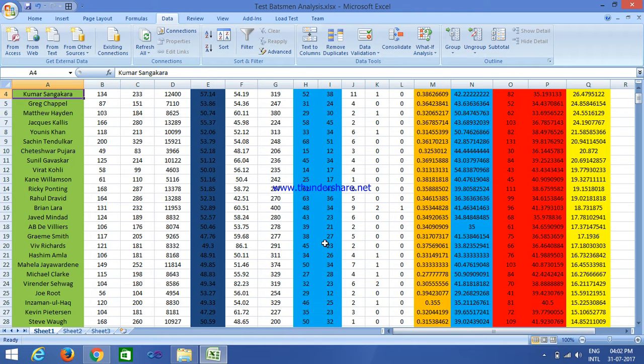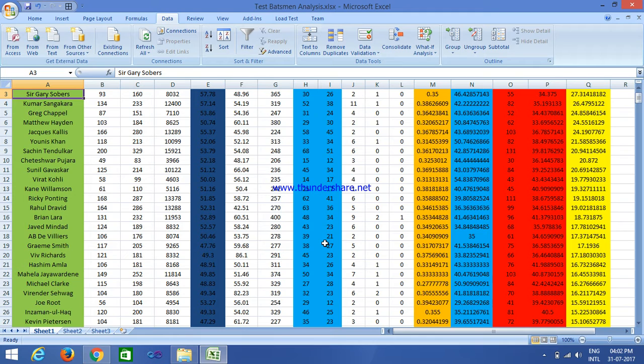57.14. That is excellent for somebody like Kumar Sangakkara, a keeper batsman. That's really excellent. And even if you look at his conversion rate, it's 42%, which is really good. Sir Gary Sobers, he's an all-rounder, and still he ranks number 3 in our list. That's excellent. Just brilliant.